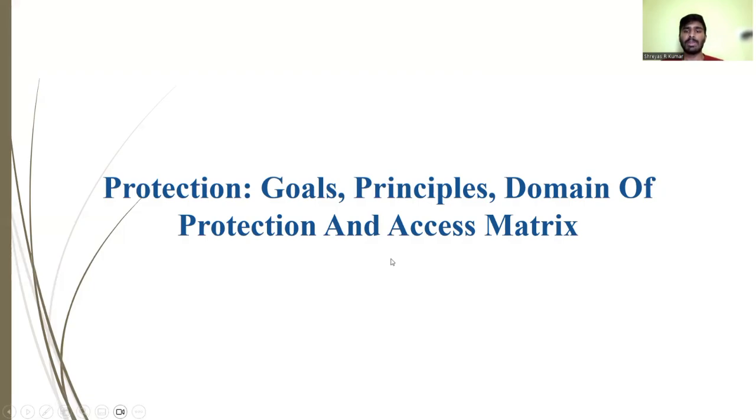Protection, goals, principles, domain of protection and access matrices.